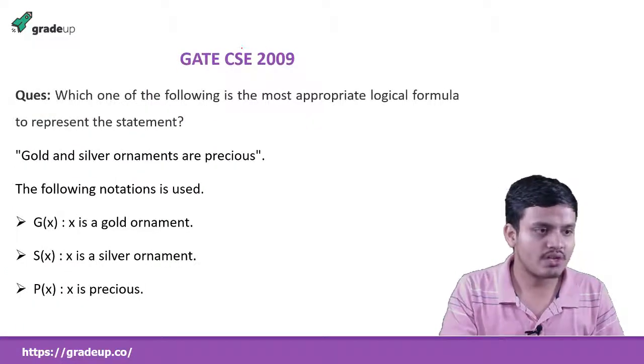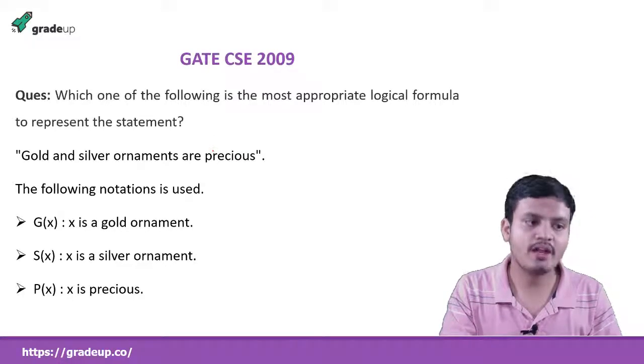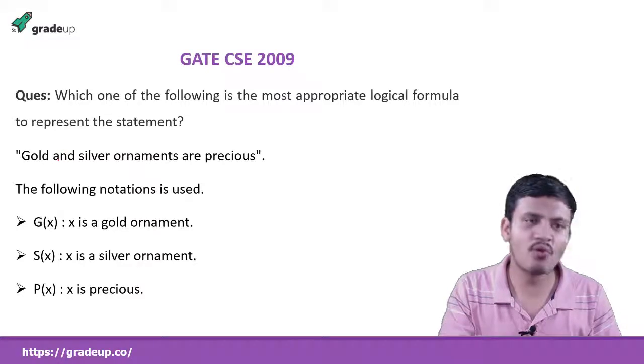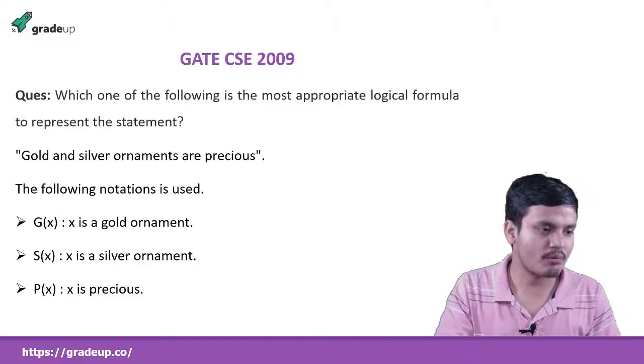So let's see this question, GATE CSE 2009. Which of the following is the most appropriate logic formula to represent the statement? Our statement is: gold and silver ornaments are precious. Here you will be thinking that there is no "all", but this sentence implies that it will be for all gold and all silver. The following notations are used: G(x), x is a gold ornament; S(x), x is a silver ornament; and P(x), x is precious.